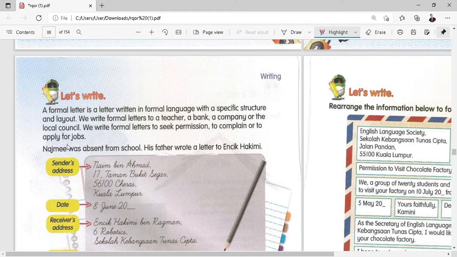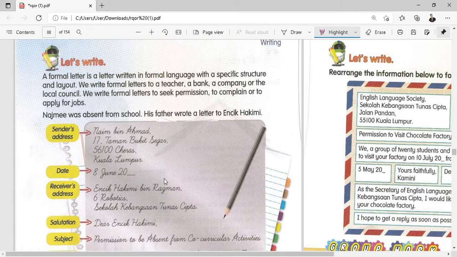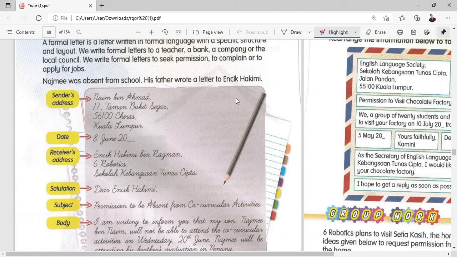Okay, now look at this example. Najmi was absent from school. His father wrote a letter to Encik Hakimi, who is Najmi's teacher. So Najmi's father needs to write a formal letter to Najmi's teacher. Let's look at the letter. What do you need in a formal letter?